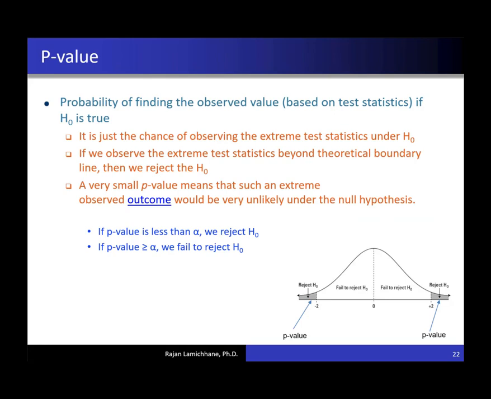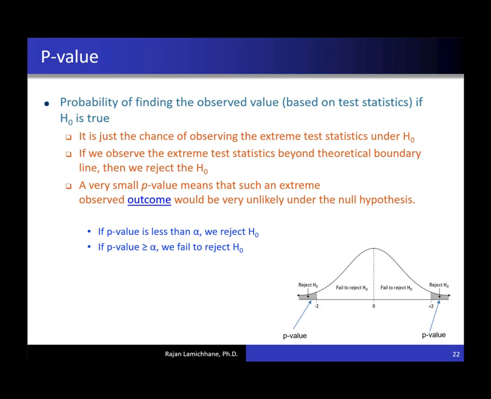Another important term we use in hypothesis testing is the p-value, and you always see the p-value in hypothesis testing. So what is this p-value? The concept of the p-value is a little bit complicated because it is based on the theoretical distribution of sample statistics under the null hypothesis. But in the simplest form, you can say that it is the probability of finding the observed value based on the sample we have if the null hypothesis is true.